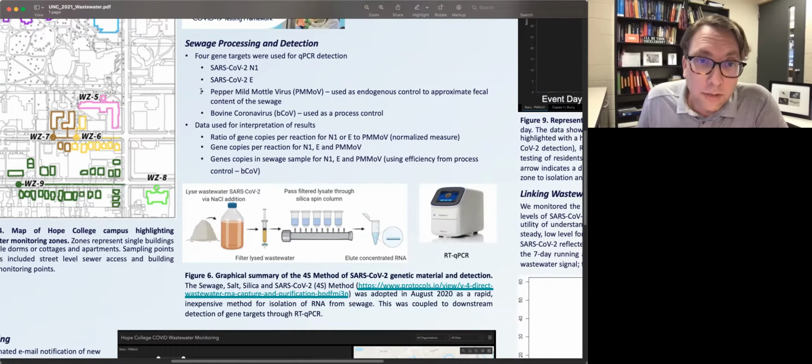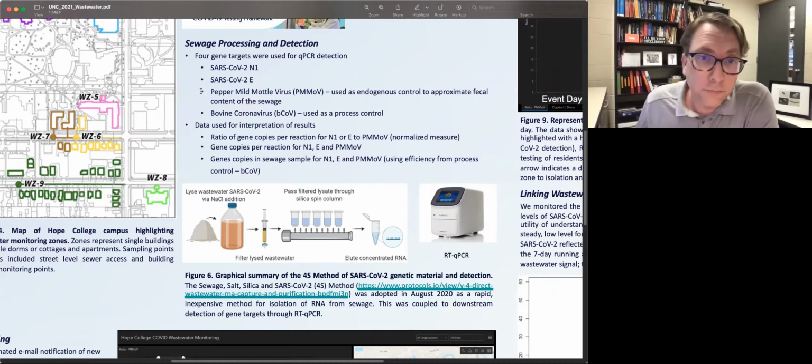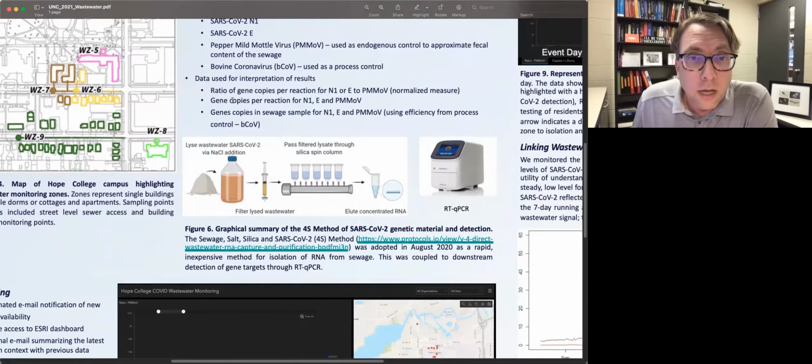In addition to these 2 targets, we targeted pepper mild mottle virus, PMMOV, which we used as an endogenous control as a proxy for fecal content in the sewage. This is a virus that infects plants and it's part of our diet, and we shed that into the sewer system. We also had a process control, bovine coronavirus, to be able to calculate efficiency. We produced results with those 3 targets, SARS N1, E, and PMMOV, by normalizing the SARS targets to the PMMOV targets. So we simply used the concentration of PMMOV to divide the concentration of N1 or E.